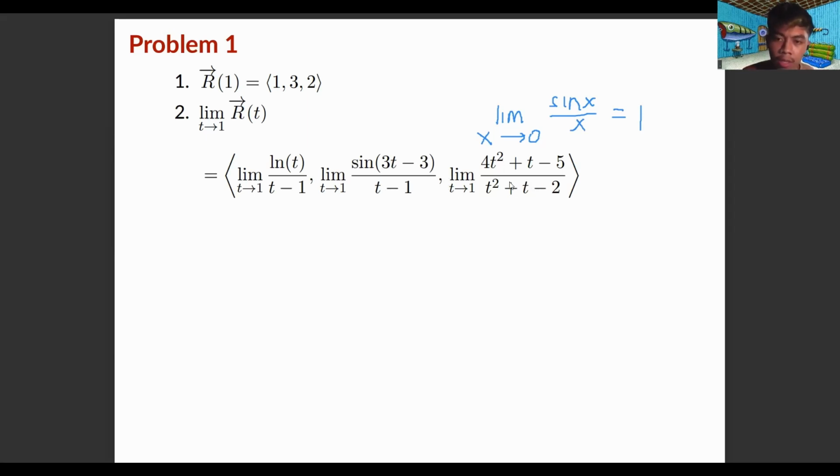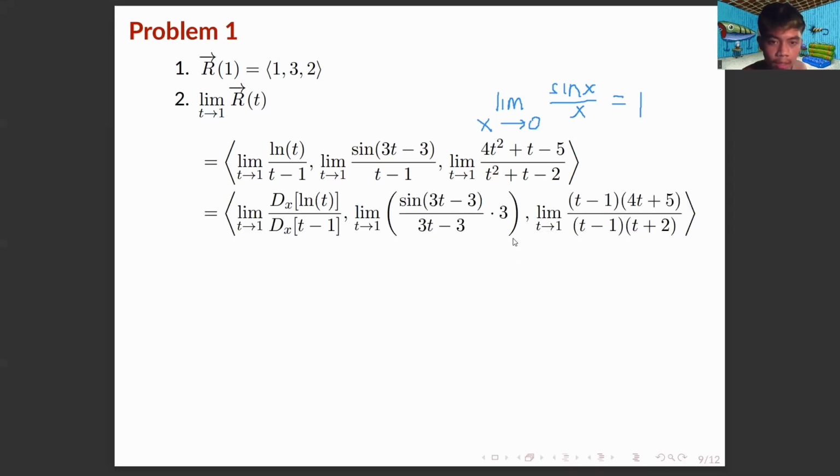And for the last one, what we can do here is to factor it and see if there is something that pwedeng ma-cancel. Since this one is indeterminate pa once na sinubstitute mo yung 1. Okay. So we have the following. So for the first component, yan, so then differentiate niya ngayon numerator and denominator. For the second component, we have here, ayan, yung result which is 3 over 3t minus 3. So, and for the last component, we have t minus 1 as some factor na pwede nating i-cancel.